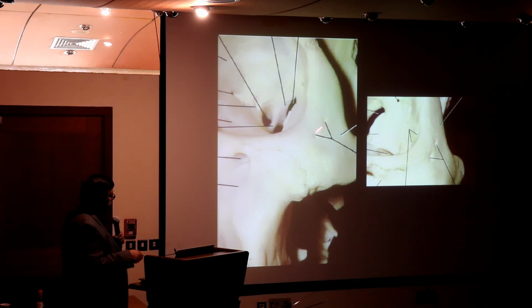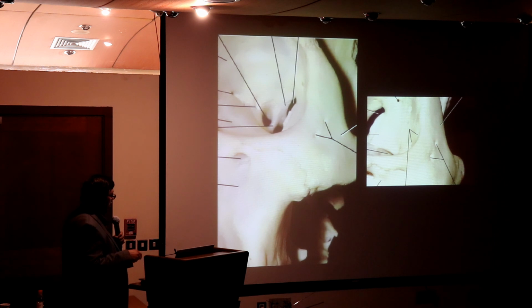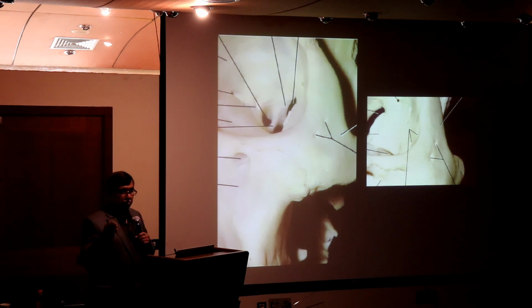Here we have the small foramen for the orbitozygomatic and frontozygomatic branches that the anesthetist or the ophthalmologist sometimes anesthetize to do orbital surgery or ophthalmic surgery under local anesthesia.